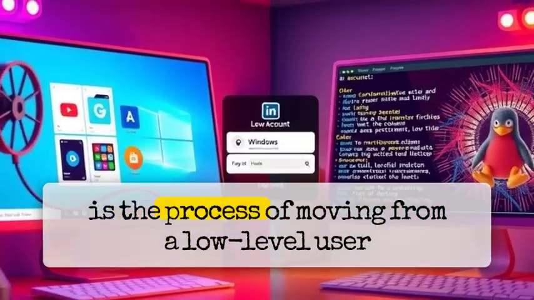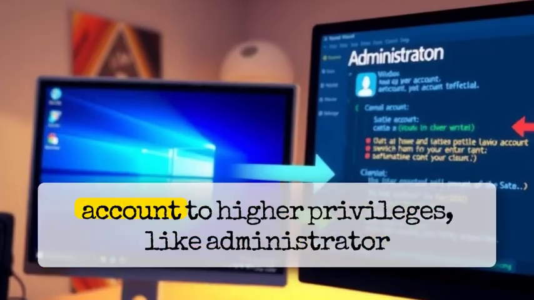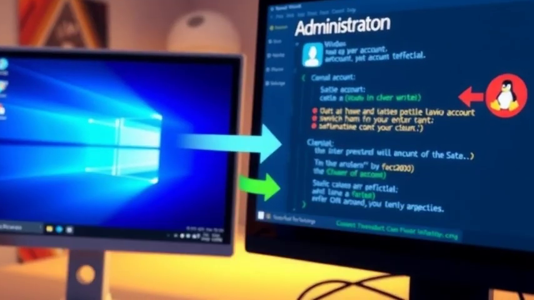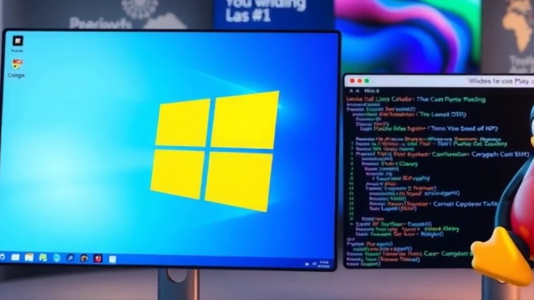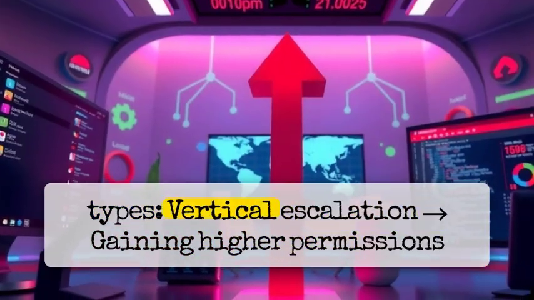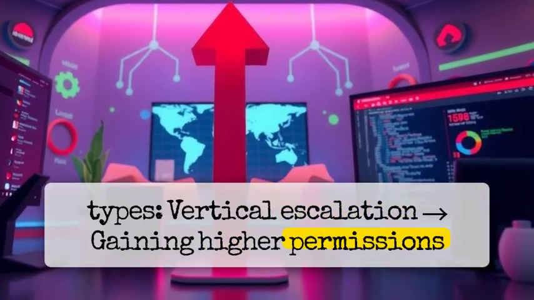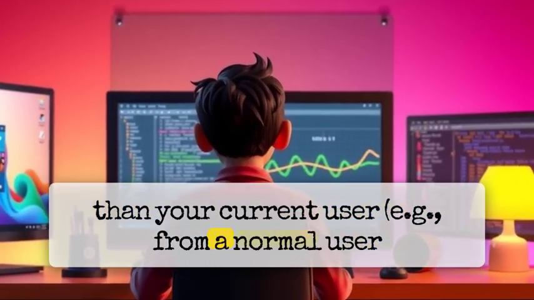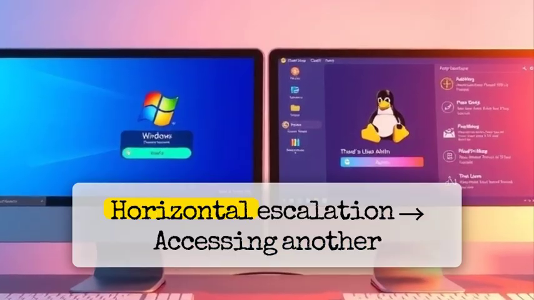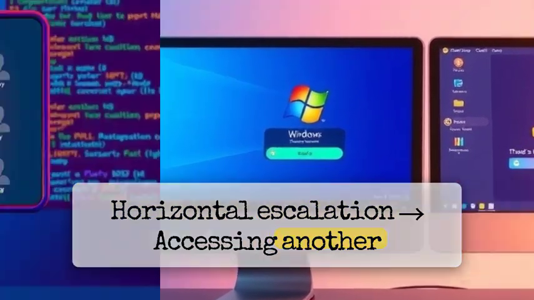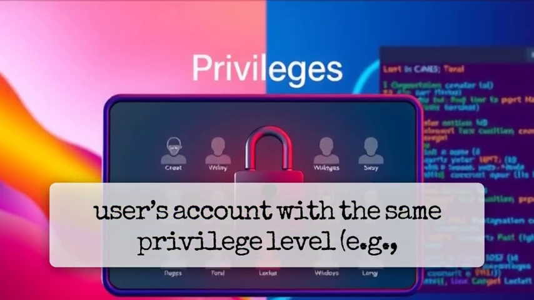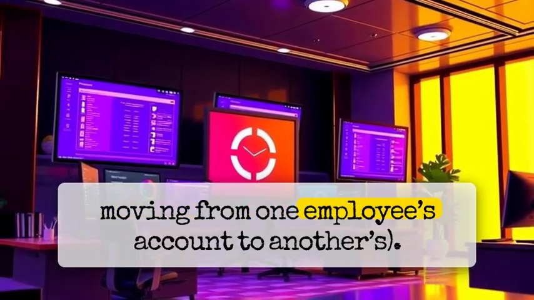2. Privilege escalation. Privilege escalation is the process of moving from a low-level user account to higher privileges, like administrator in Windows or root in Linux. There are two main types: vertical escalation, gaining higher permissions than your current user, e.g., from a normal user to admin. Horizontal escalation, accessing another user's account with the same privilege level, e.g., moving from one employee's account to another's.